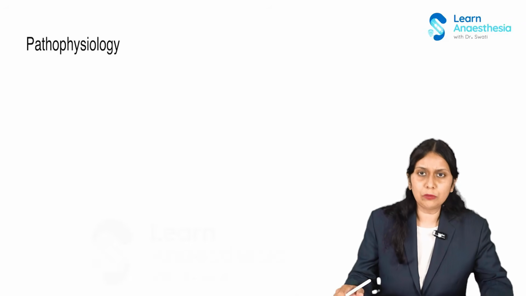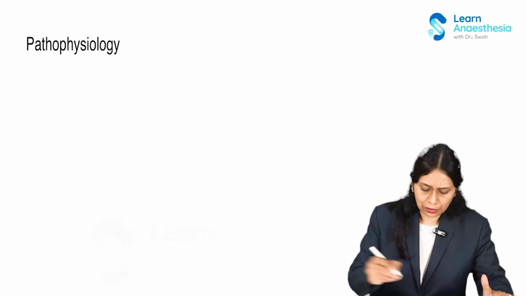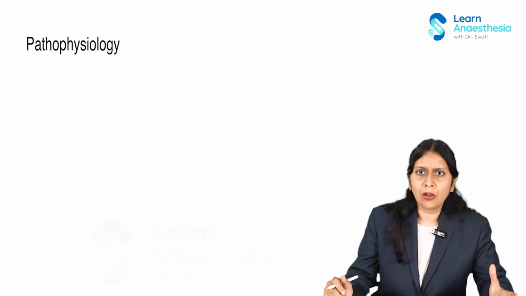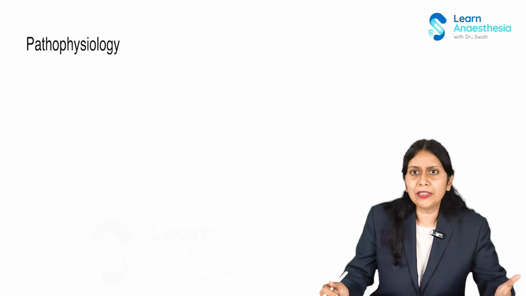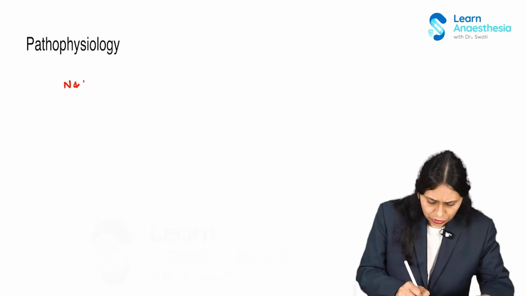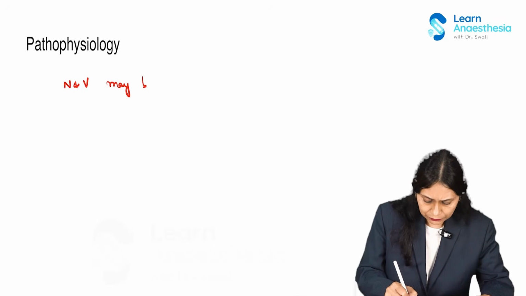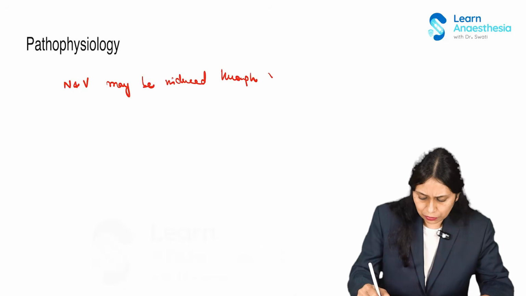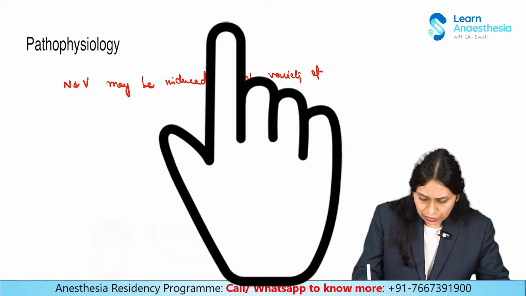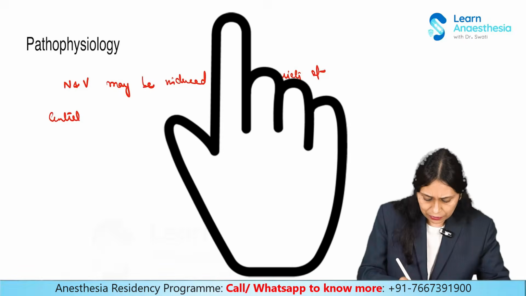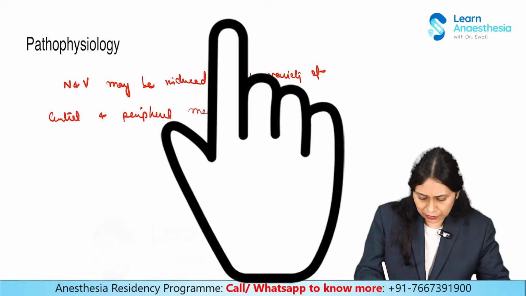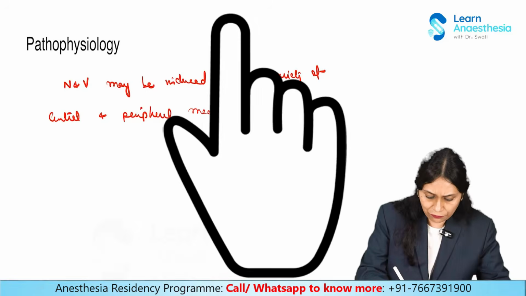So let us talk about pathophysiology. Now nausea and vomiting may occur due to central and peripheral mechanisms, and also due to the direct effect of some of the drugs and toxins. So nausea and vomiting may be induced through a variety of central and peripheral mechanisms, right?